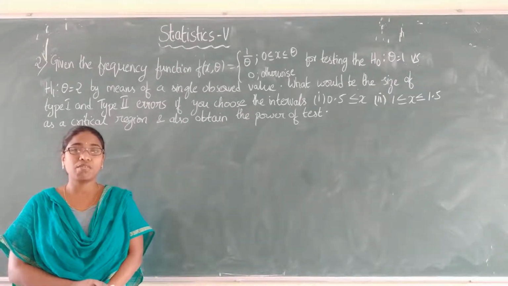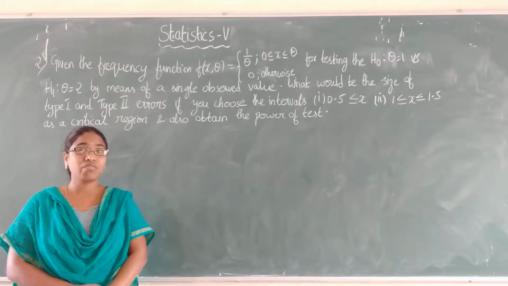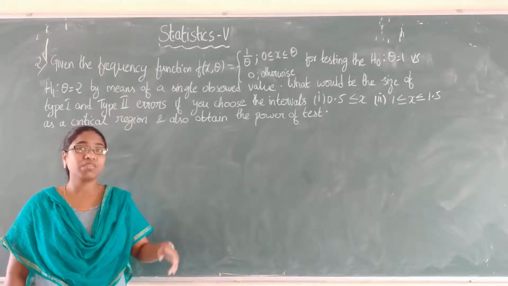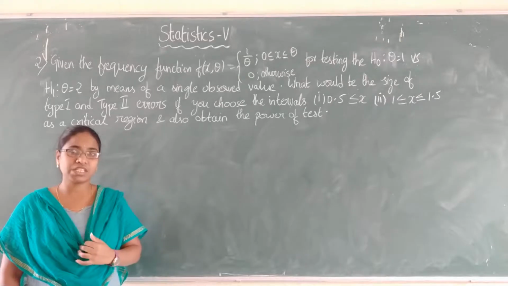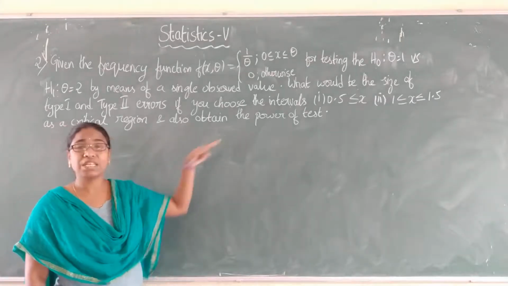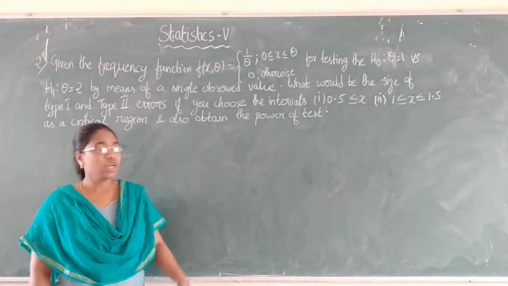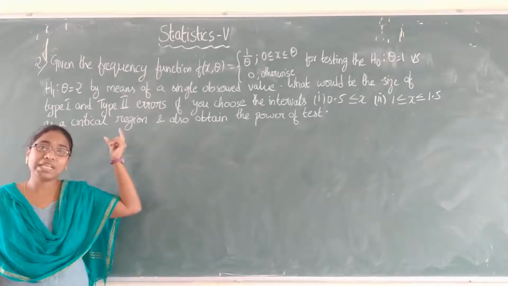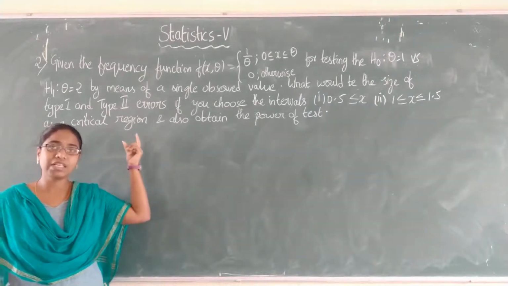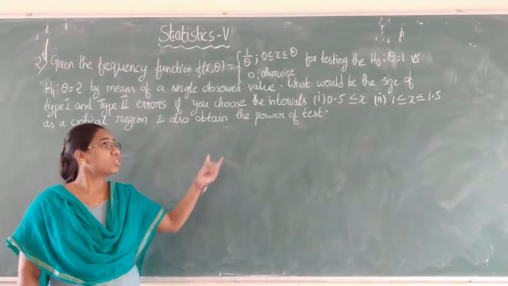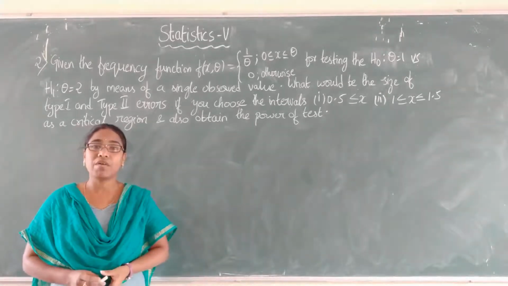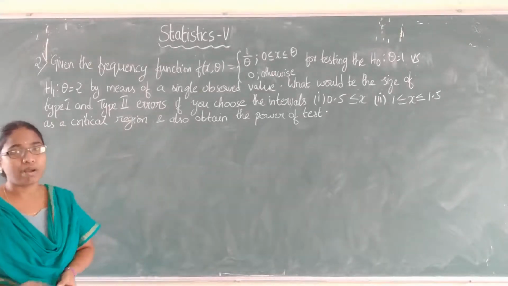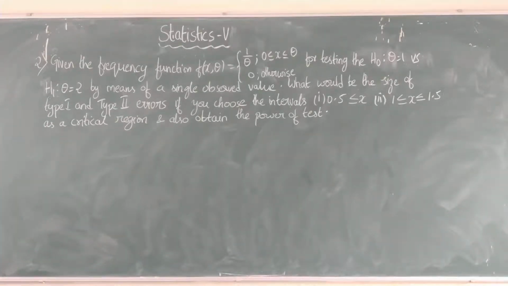What is the power of test? It is the ability of the alternative hypothesis when it is true, denoted with 1 minus beta. Anyhow, we will be finding the beta value, that is the probability of type 2 error. From that we can find the power of test value, that is 1 minus beta. So now we will find the solution for this.